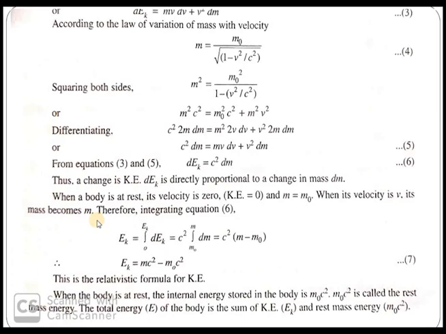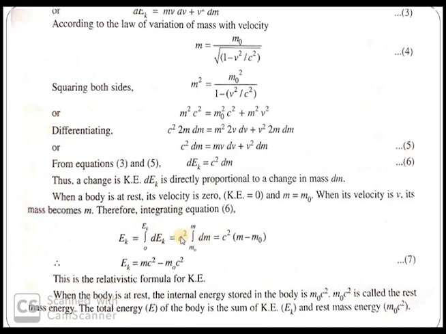Now we consider a case when a body is at rest, its velocity is 0 or its kinetic energy is 0 and the mass of the body is equal to rest mass. When its velocity is 0, mass is m0. When the velocity is v, mass is m. Therefore, on integrating the equation, the total kinetic energy Ek is the integral from 0 to Ek of dEk.